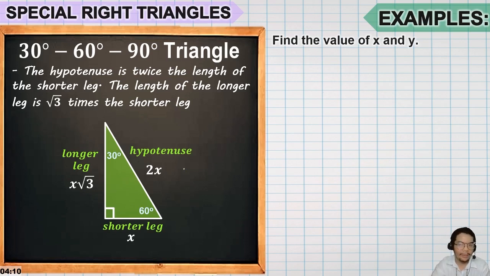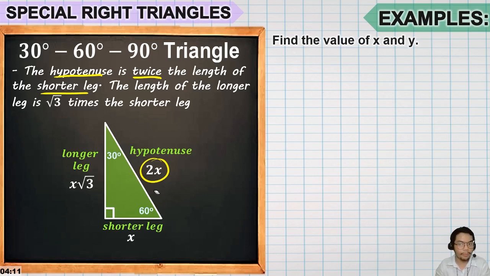Ayan. So, what are the relationships behind this given longer leg, shorter leg, and hypotenuse? Yan. In a 30, 60, 90 triangle, it says here that the hypotenuse is twice the length of the shorter leg. Hypotenuse is twice the length of the shorter leg. So, for example, nakalagay na nga dito, if the shorter leg is x, if you want to get the measurement of the hypotenuse, multiply mo lang siya sa 2. So, from x, kaya siya naging 2x.